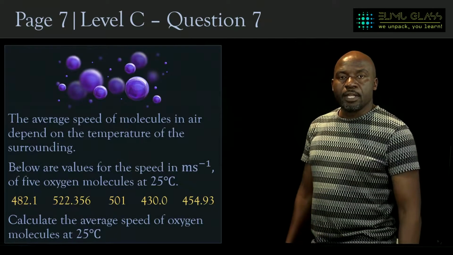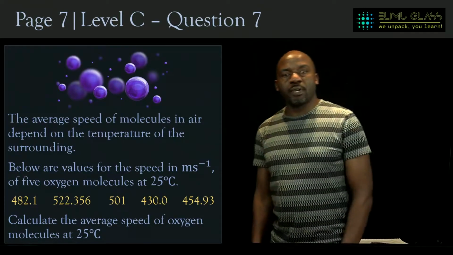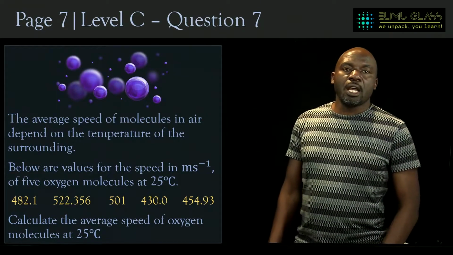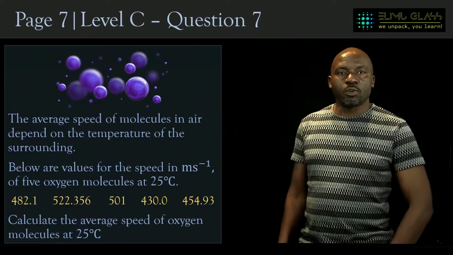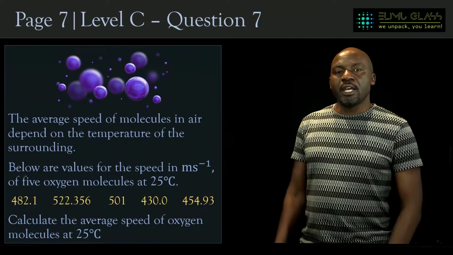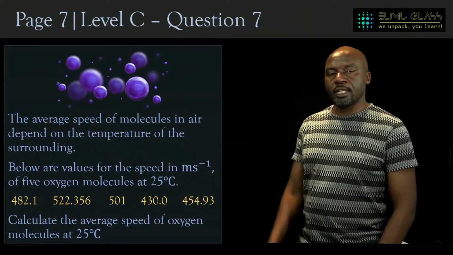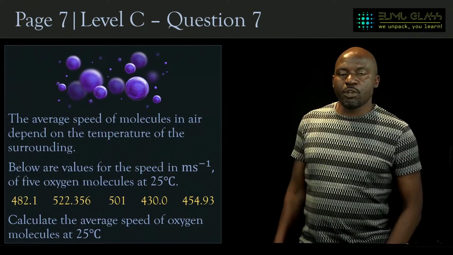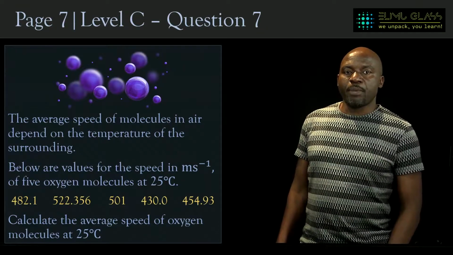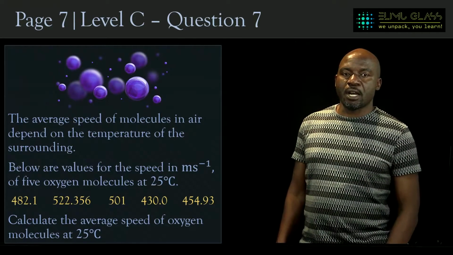All right, this was page 7, and now we are in level C questions. In particular, this one was question number 7. The average speed of molecules in air, so these are molecules in air. The average speed of molecules in air depends on the temperature of the surroundings.